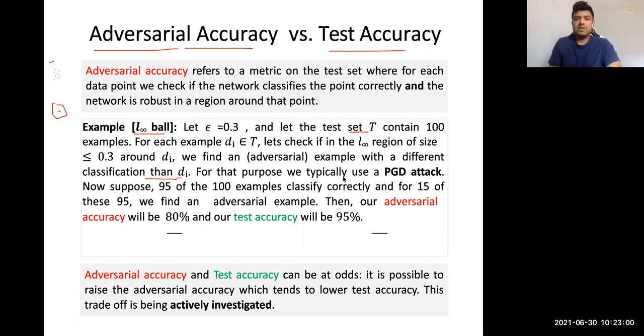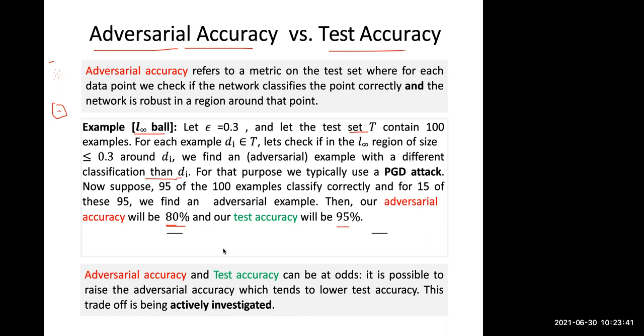So we use our PGD attack, and out of the 100 examples, 95 of them are classified correctly, and for 15 of those 95 examples, we find an adversarial example. So then our adversarial accuracy would be (95 minus 15) divided by 100, so 80%. And our test accuracy obviously would be 95 divided by 100, so 95%.